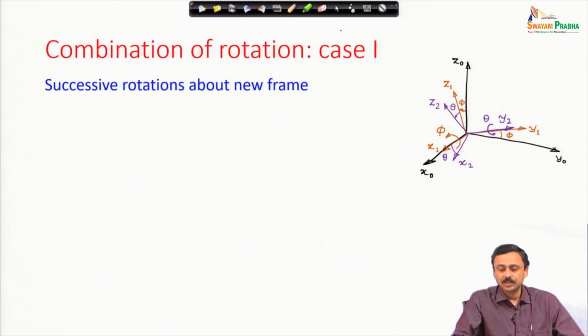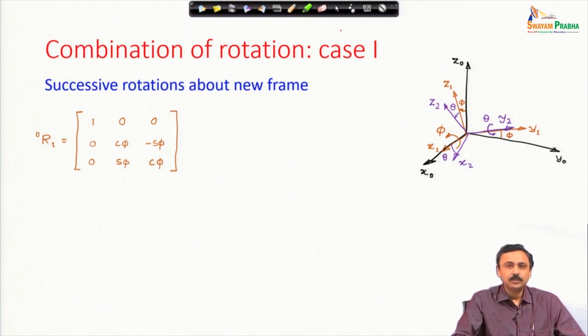Initially, it was x0 y0 z0. I gave the first rotation to go to x1 y1 z1, and the second rotation about... the first rotation was about x, the second rotation was about y1 or y2 to get the x2 y2 z2 frame. All the angles are shown here.